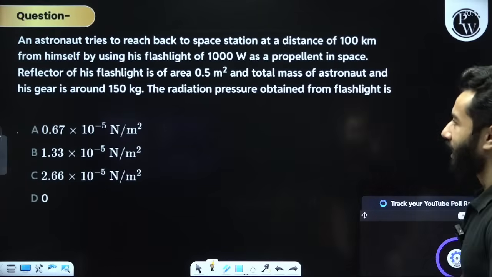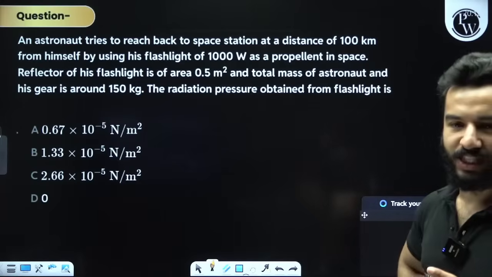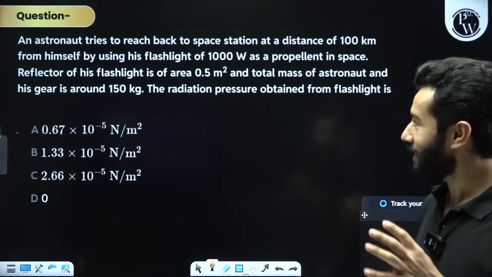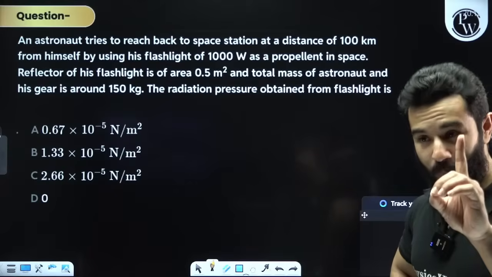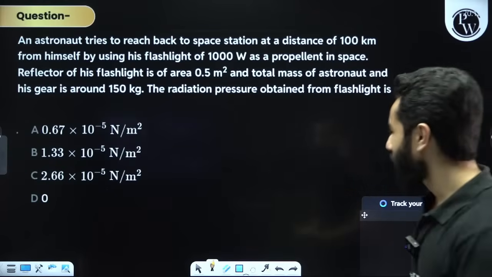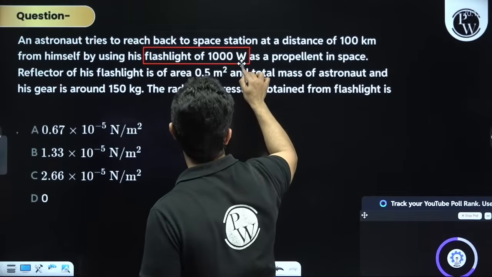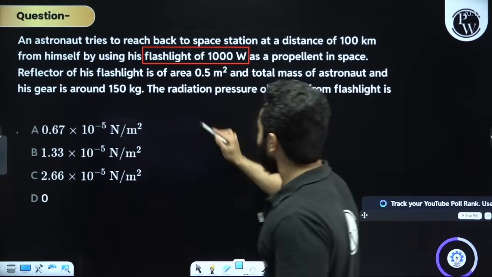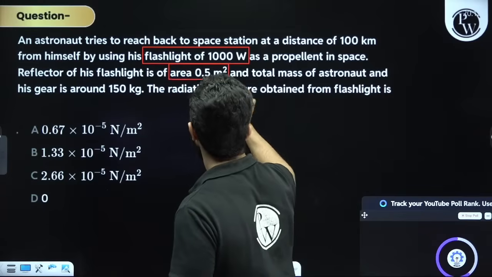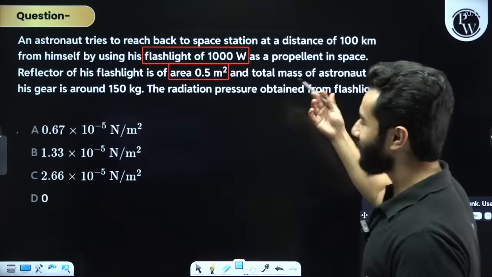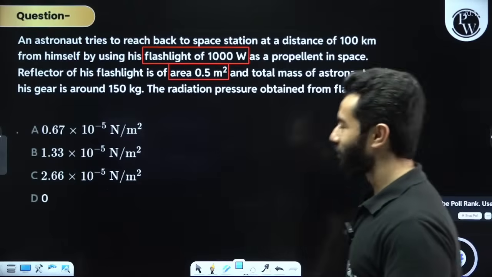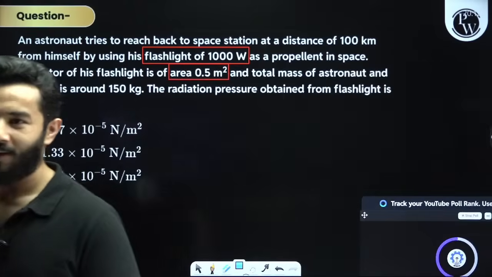An astronaut tries to reach back to the space station. What he is using is a flashlight. Power is given as 1000 watt. Please remember, power is given as 1000 watt. Area is mentioned and mass is also given, but you find out if you want to use it or not. Quick.